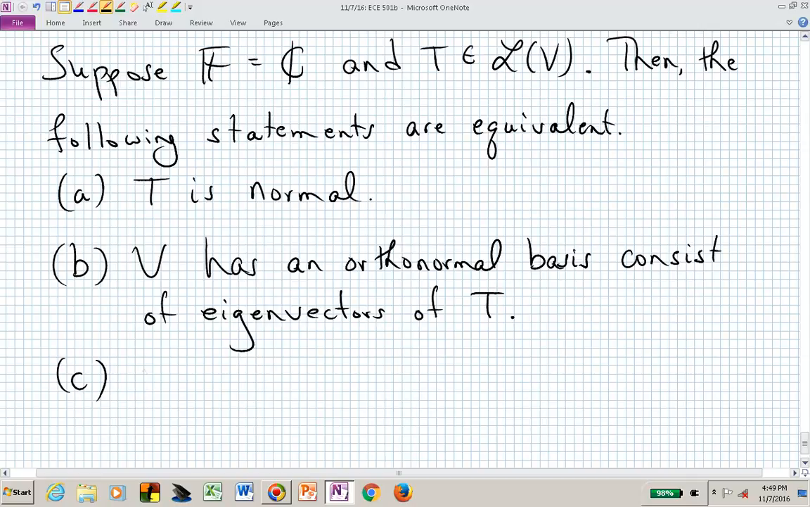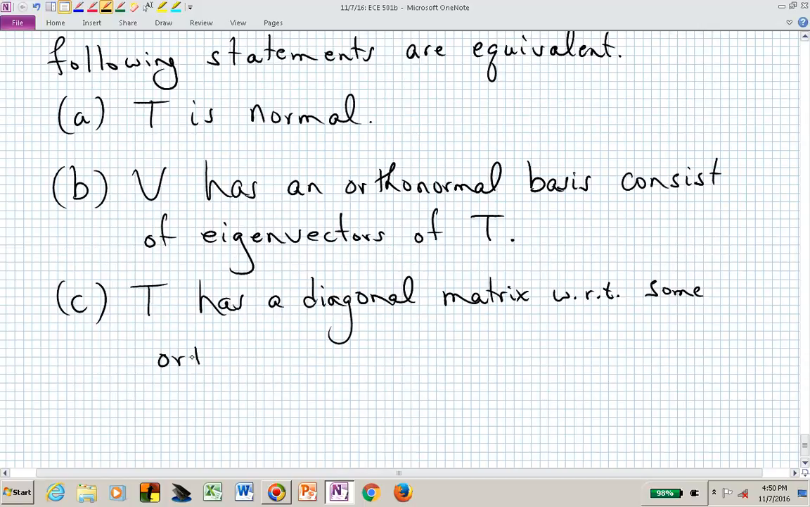C says that we can actually form a diagonal matrix. So T has a diagonal matrix representation, or has a diagonal matrix with respect to some orthonormal basis of T.